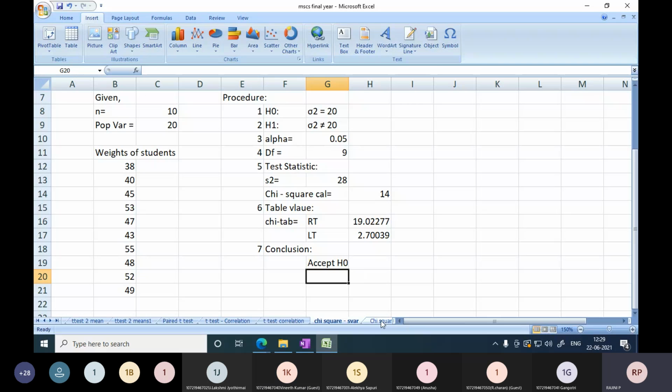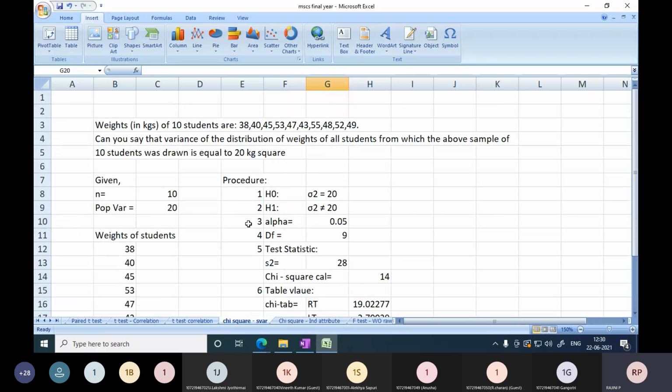So chi-square test for single variance we finish when the raw data has been given to you. Without raw data means they will only give you this S square value and directly you need to substitute the value here. No need to calculate this one. That's why I have given you the question separately for raw data and without raw data. Because if it is raw data, there is no inbuilt function, so you do the calculation separately and get the chi-square cal value. If it is without raw data, the S square value will be given to you, so directly you can substitute. Is it clear?